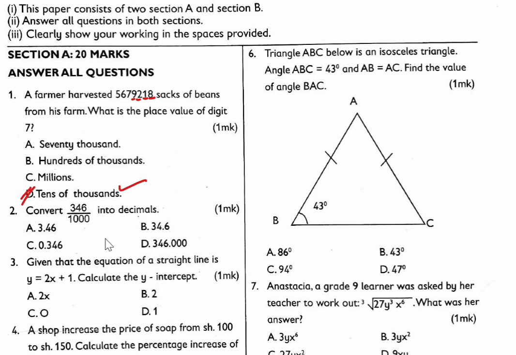Number 2, convert 346 over 1,000 into decimals. Another very easy question. So remember that when you're dividing a number with zeros, any zero adds a decimal point. So the first zero adds a decimal point here, second one here, third one here. So it will be 0.346, and therefore the answer is C.